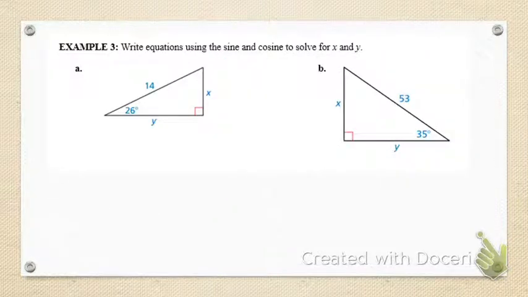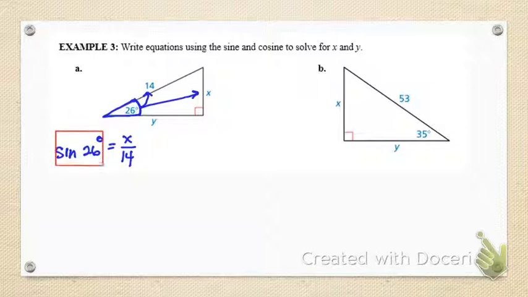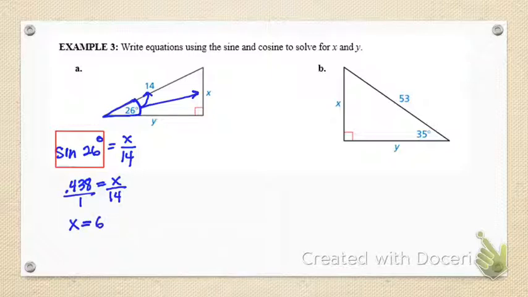All right, write some equations using the sine and cosine to solve for x and y. So starting with my angle, 26 degrees, I've got opposite and hypotenuse. So I can write a sine equation. Remember, we're going to look this guy up on our calculator. Go ahead and do it now. Sine of 26 degrees. Okay, so you should get 0.438. Cross multiply this proportion and solve. You should get x equals 6.13.